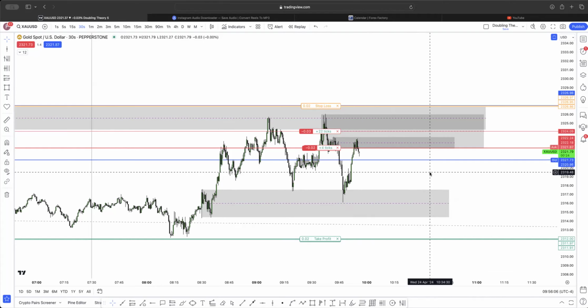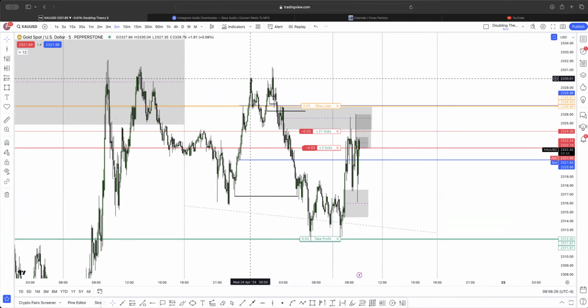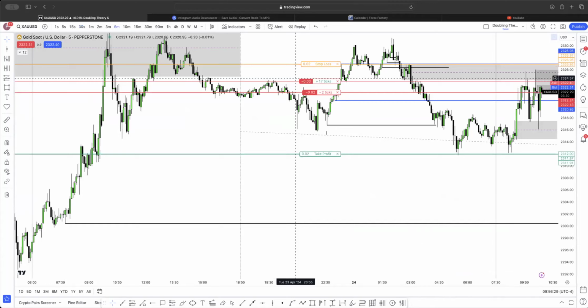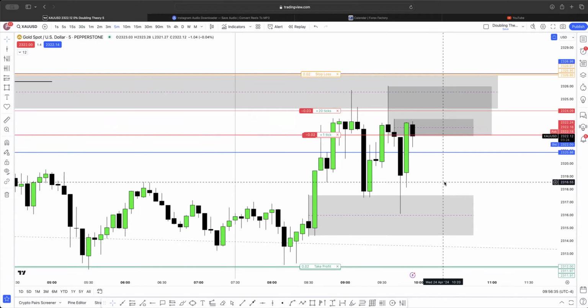Let's see. Now, if this is the full stop loss, then we're done. For the most part, we would be ending this live stream. Four minutes away from London close. Let's see how it delivers.